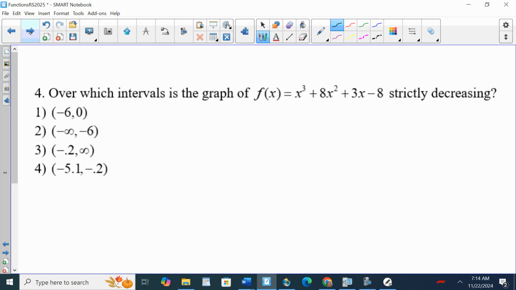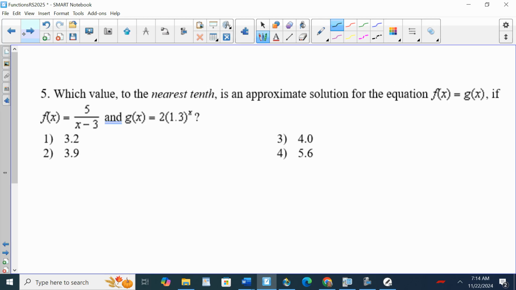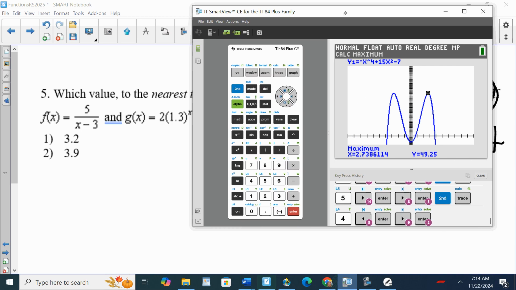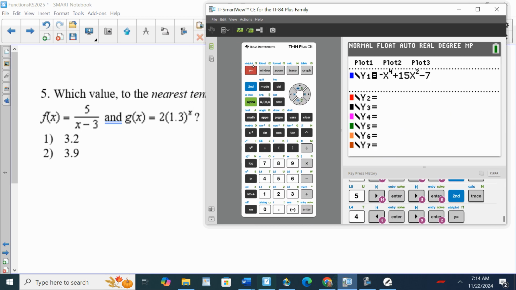All right, let's take a look at number 5. F of x equals g of x. Very important. You know what to do when you see f of x equals g of x. y1, y2 intersect. When you see f of x equals g of x, that's when you find the intersection. I go to y equals.